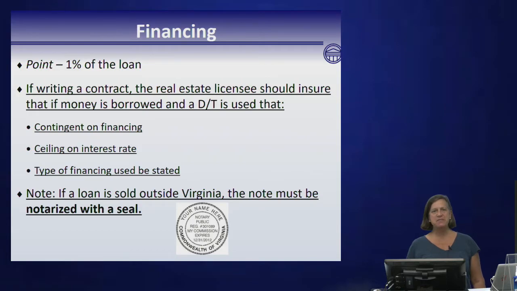A couple of things with respect to financing that you need to remember. A point is 1% of the loan. And if writing a contract, a real estate licensee should ensure that if money is being borrowed and a deed of trust is being used, then that contract should be contingent on financing. It should be contingent on perhaps a ceiling on the interest rate and the type of financing that the purchaser intends to use. My note to you is this, that if a loan is being sold outside Virginia, the note that goes along with the deed of trust must be notarized, and it must have a seal on it, a notary seal.